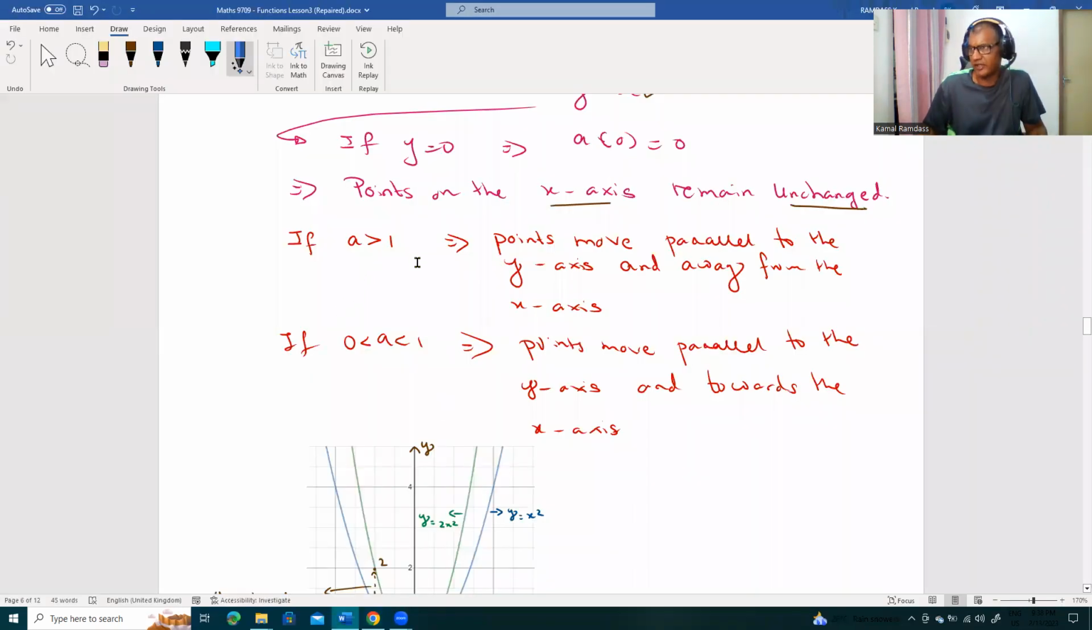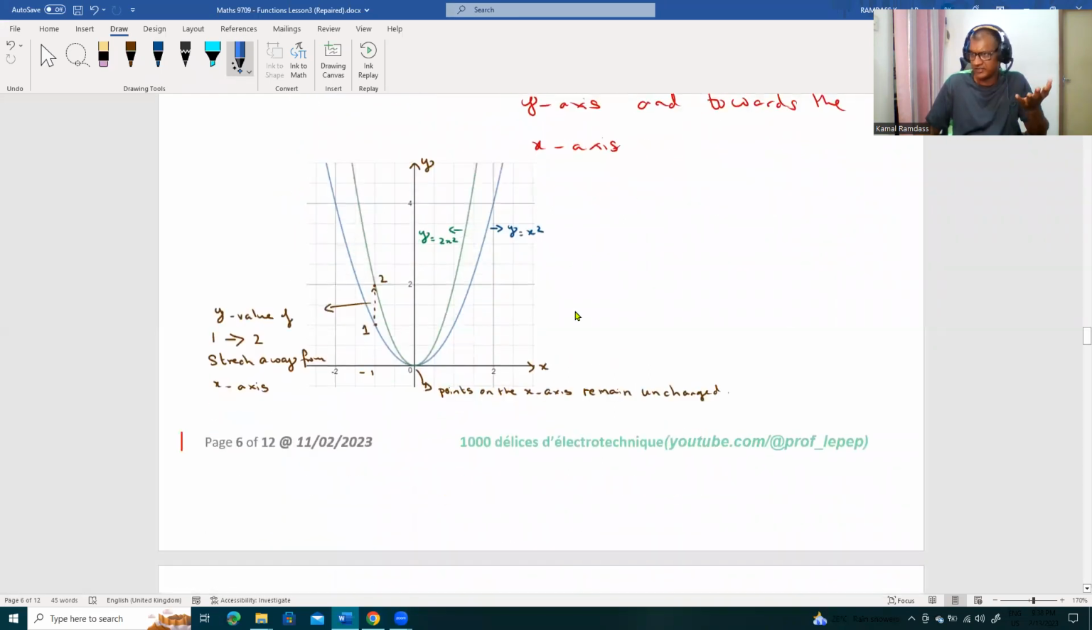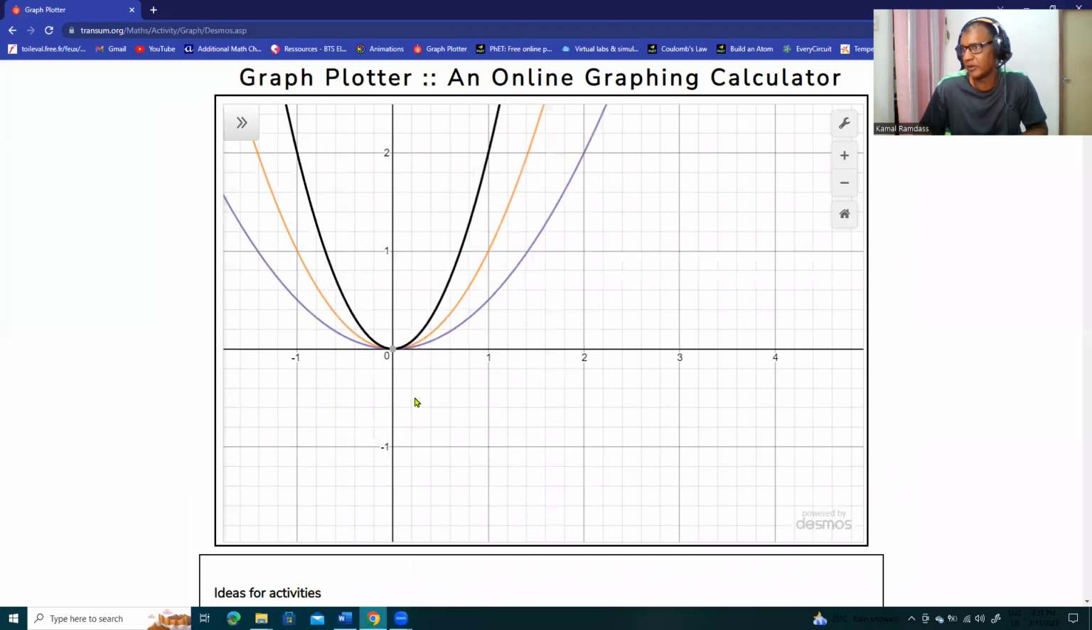Et c'est ça qui me veut dire là. If a greater than 1, points move parallel to the y-axis and away from the x-axis. And when a is greater than 0 and less than 1, points move parallel to the y-axis and towards the x-axis. Et là, on illustre ça avec y is equal to x square, y is equal to 2x square. Et une affaire, on oublie mentionner, et j'ai besoin de comprendre que points on the x-axis remain unchanged. Parce que ça, 0 là, reste 0 là.